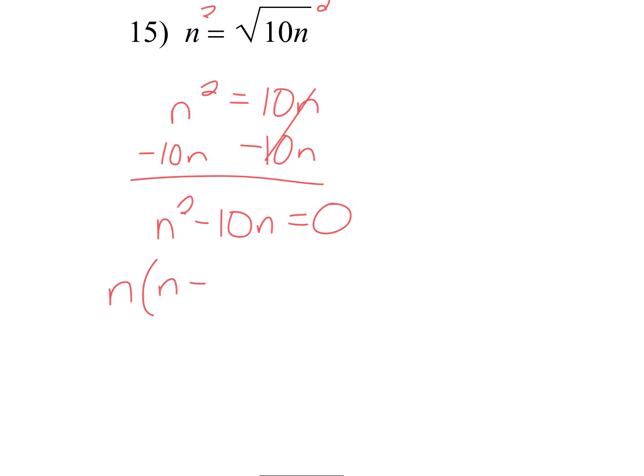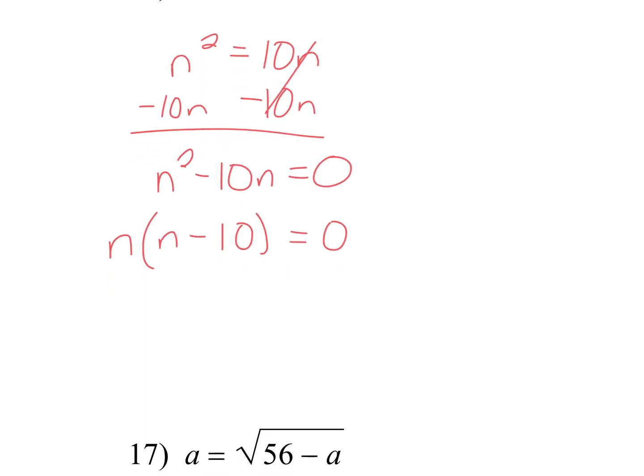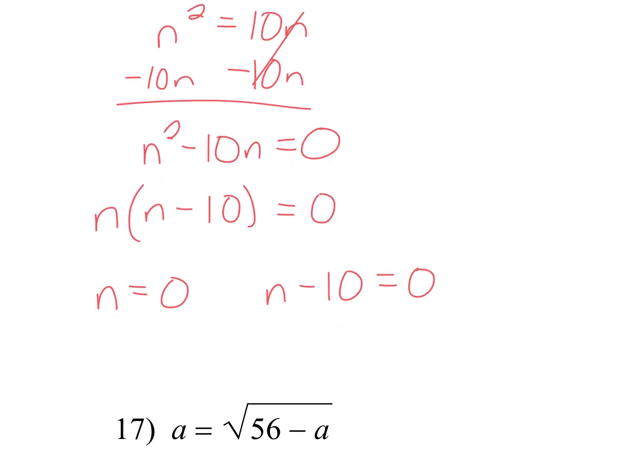N minus 10 equals 0. Okay? What do we do from here? We have our factors. Now we can treat them, yep, treat them as their own. So we have n equals 0. And we have n minus 10 equals 0. So n equals 0 is already solved. So we just need to add 10 on this one. So we have n equals 10.